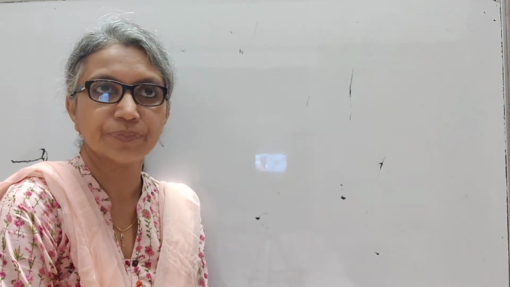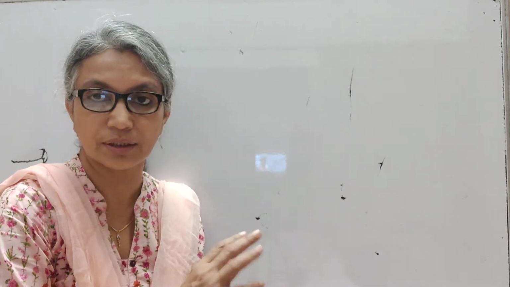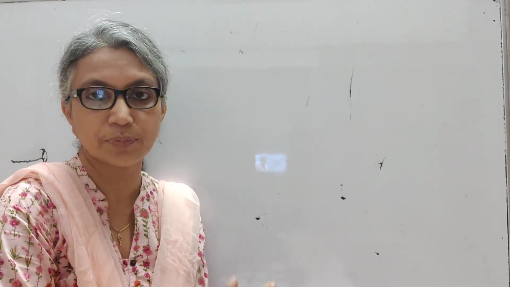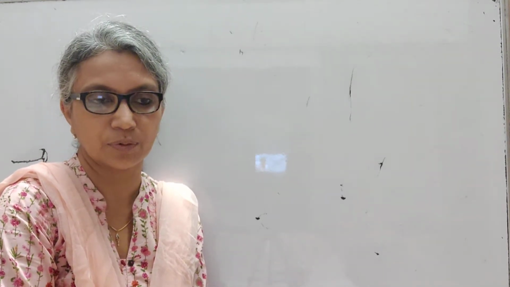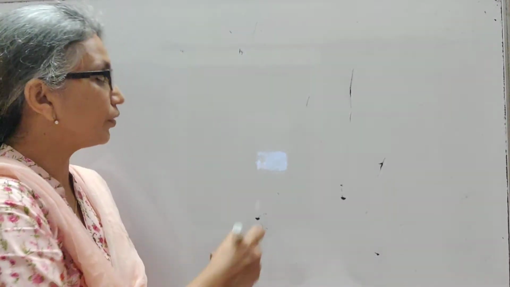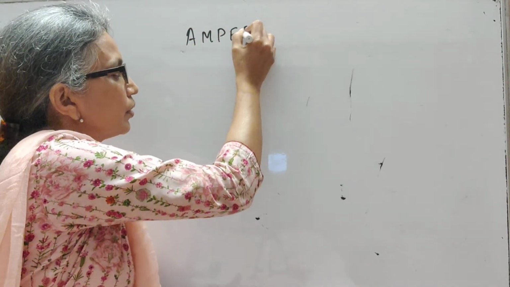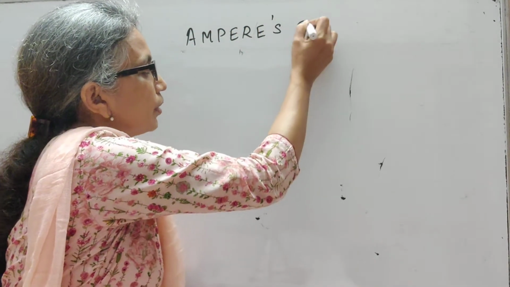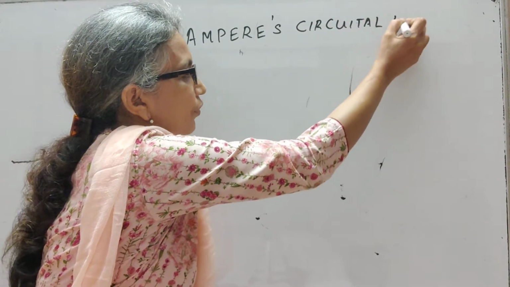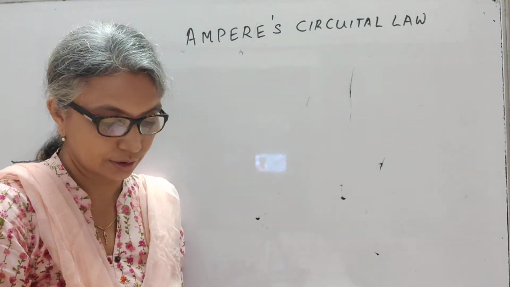If you remember, I told you that Coulomb's law and the Biot-Savart law are similar in that they are both inversely proportional to R square. Now, the next thing that we are going to learn is Ampere's Circuital law. It is very similar to your Gauss's law in electrostatics.